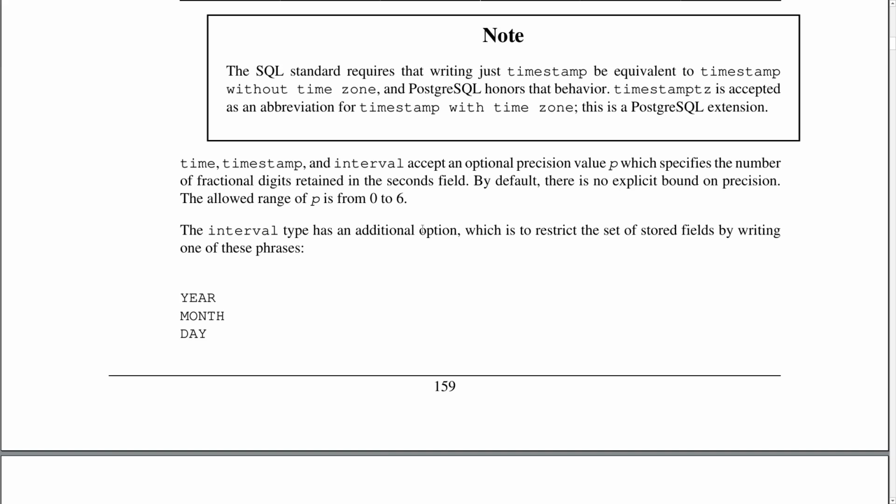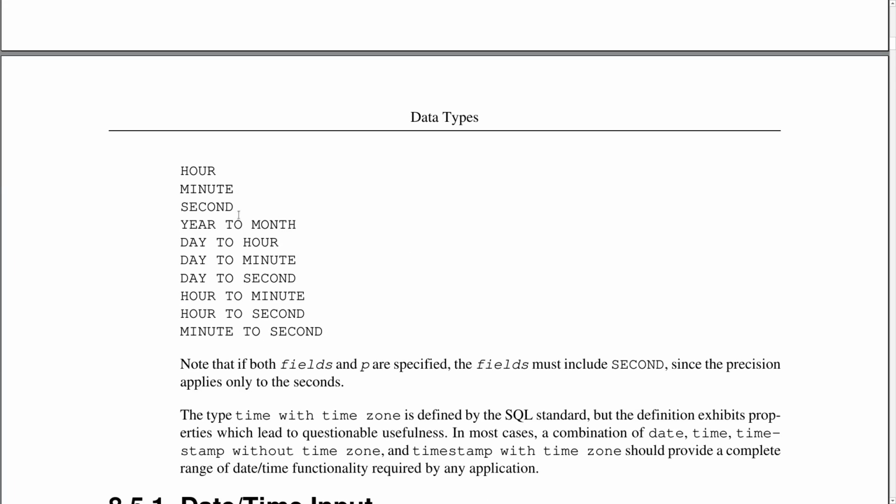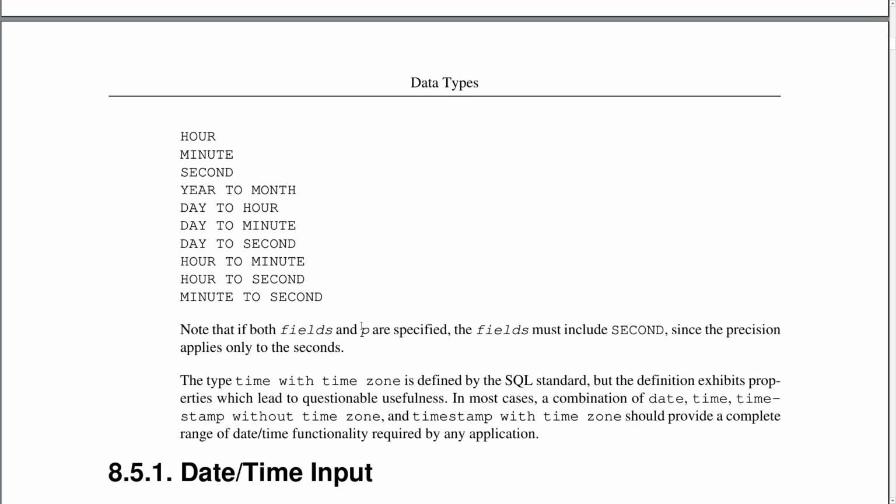The interval type has an additional option, which is to restrict the set of stored fields by writing one of these phrases: year, month, day, hour, minute, second, year to month, day to hour, and so on. Note that if both fields and p are specified, the fields must include second, since the precision applies only to the seconds.